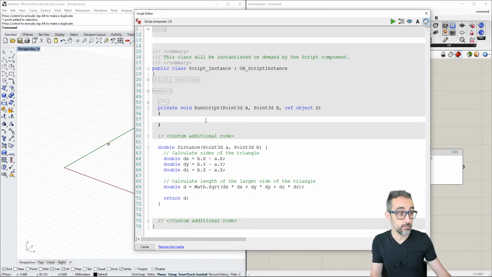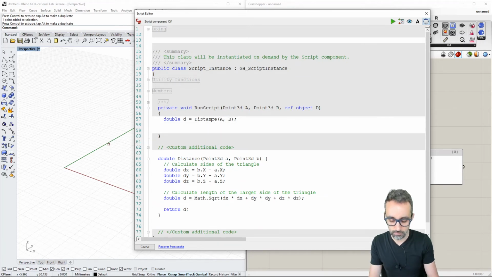So now that we're here, in order to run this function, we can say, for example, calculate v as the distance between point A and point B, and output this.